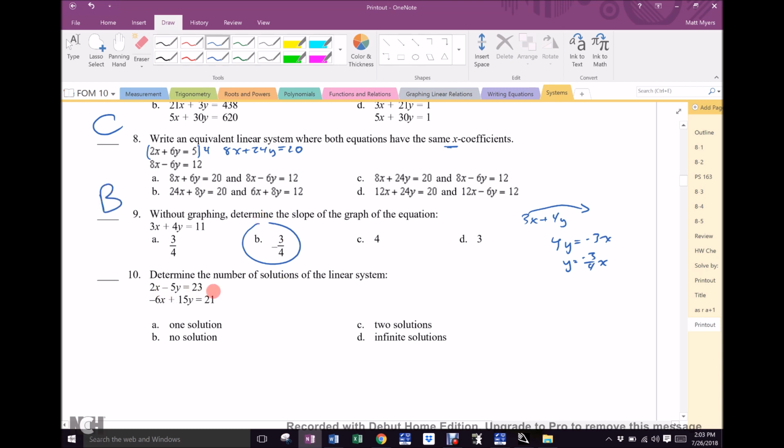Number of solutions. Well, I've already got it in standard form for you. Times negative 3, times negative 3, but that's not. So since they're the exact same slope but a different y-intercept, it's going to be B, no solution.